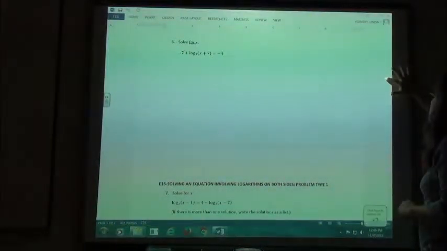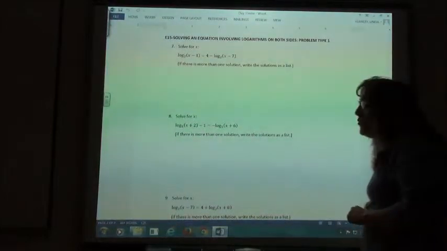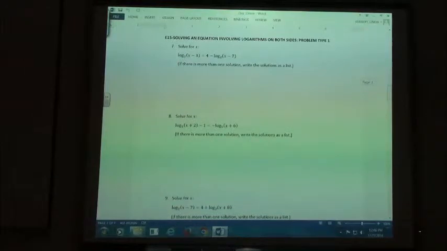All right, the next one: solving an equation that has logarithms on both sides. If I have the logarithm on both sides, I want to move them over so that both of my logarithms are on the same side so that I can use my rule. If I'm adding logarithms, I can combine them into one by multiplying. If I'm subtracting logarithms, I can combine them into one by dividing. So if you have more than one logarithm, you want to move anything with the word log to one side, everything else on the other side.